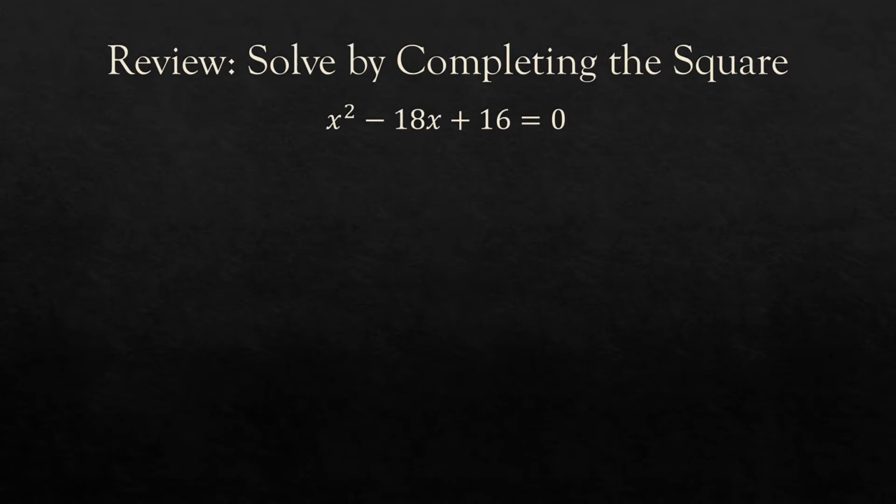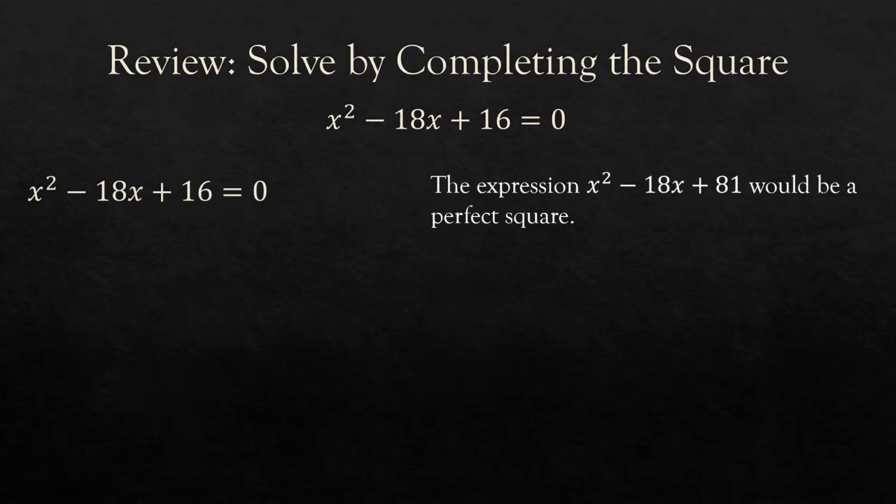First, let's review. Hopefully you should know how to solve a quadratic equation by completing the square. So let's take a look at x squared minus 18x plus 16 is equal to 0. Now, the first thing we should notice is that if you had the expression x squared minus 18x plus 81, this would be a perfect square.